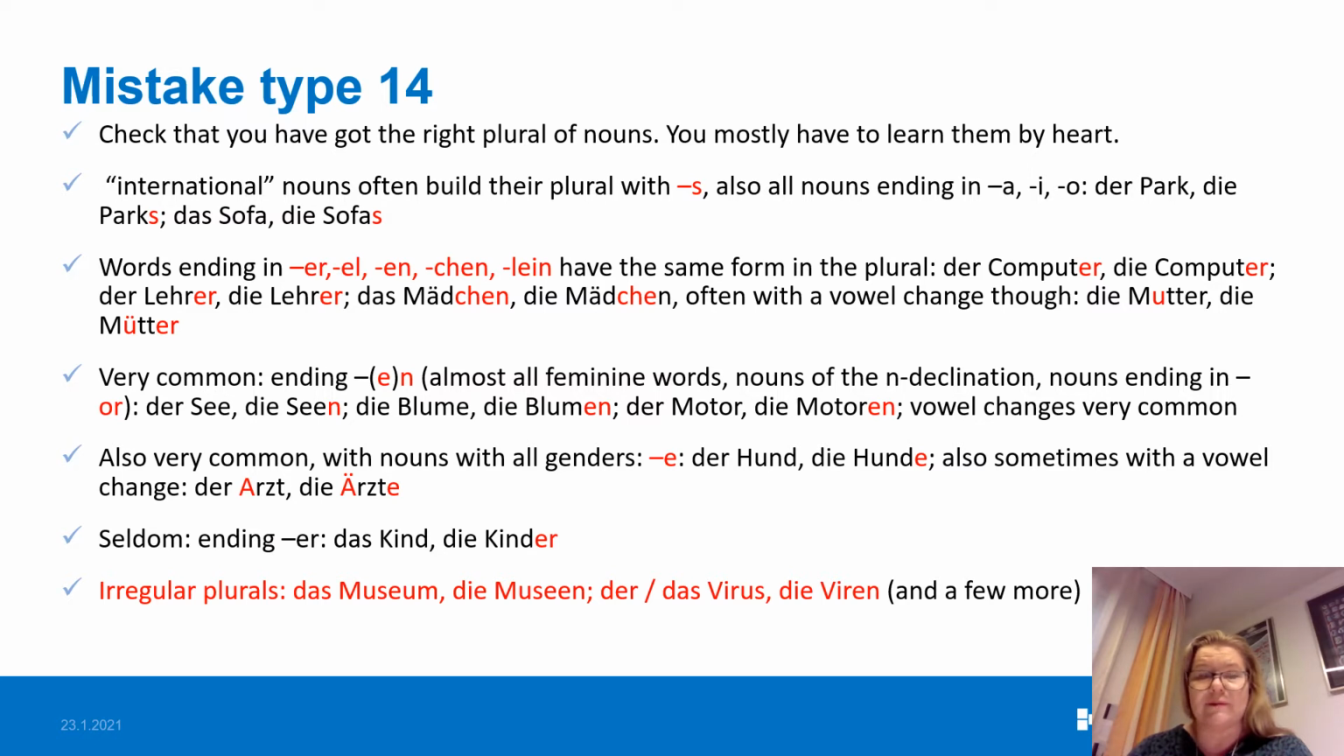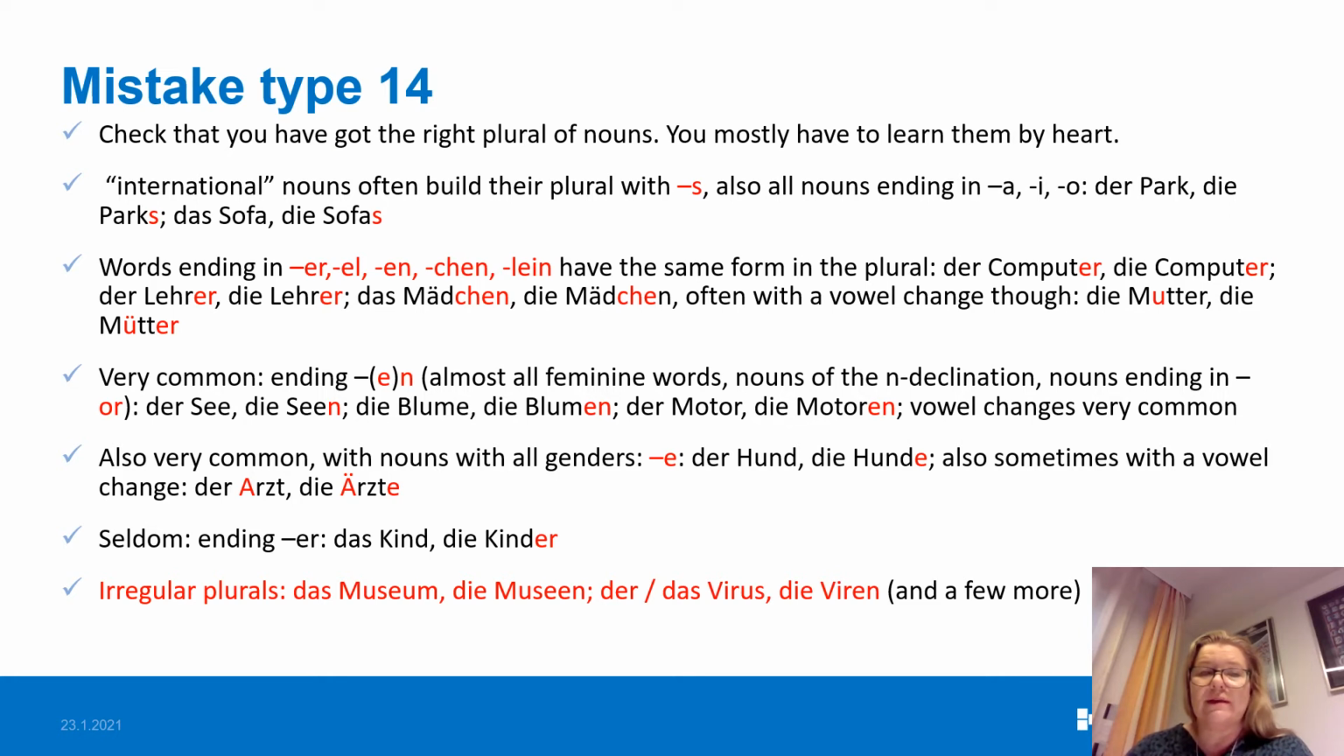There are, of course, exceptions, like the next category, der Computer. It's the same in English, but the plural is different in German because it belongs in the group of words ending in er, el, en, chen, and lein, because they have the same form in the plural as in the singular. So it is der Computer, die Computer, der Lehrer, die Lehrer, das Mädchen, die Mädchen, often with the vowel change though. So it is die Mutter, but die Mütter, 2 dots.